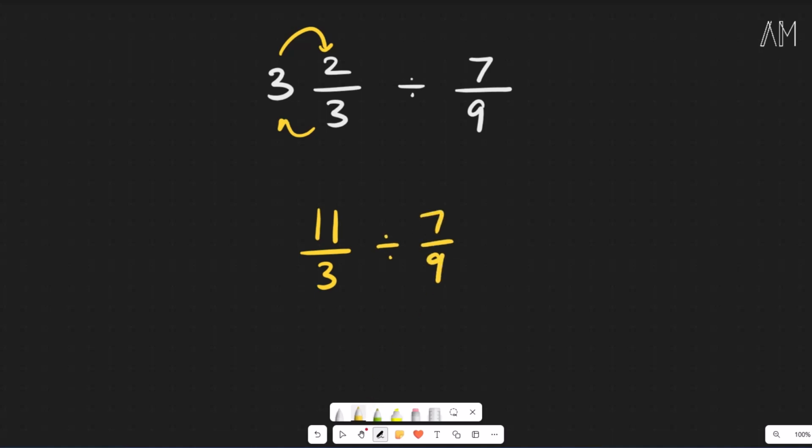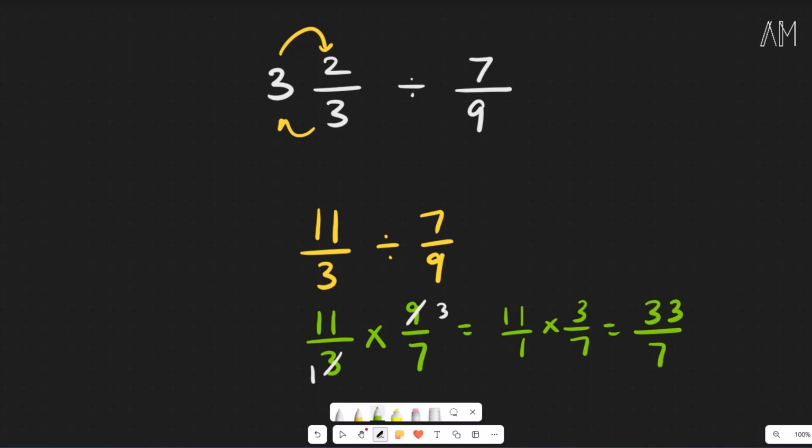And now we can apply the keep, change, flip. So keep the first fraction as it is, change the division into multiplication, and flip upside down the second fraction. Here I notice that I can cancel 3 and 9. This will become 3, this will become 1, and that happens after dividing by 3 both of them. It will become 11 over 1 multiplied by 3 over 7. Multiply up by up and down by down, it will become 33 over 7.